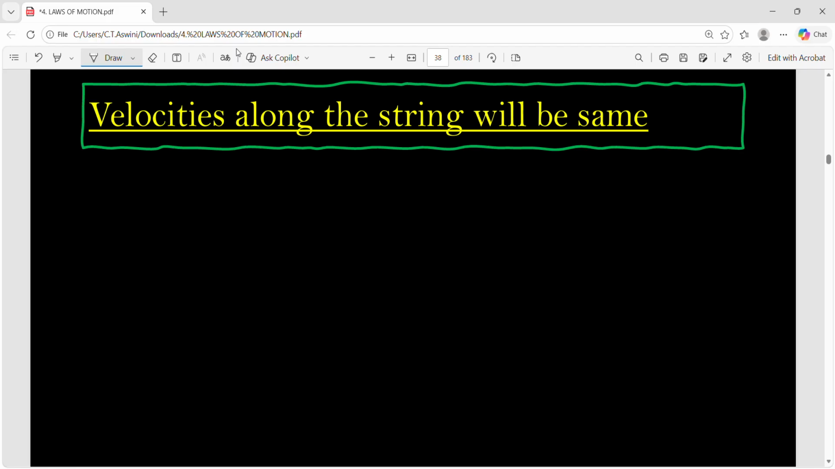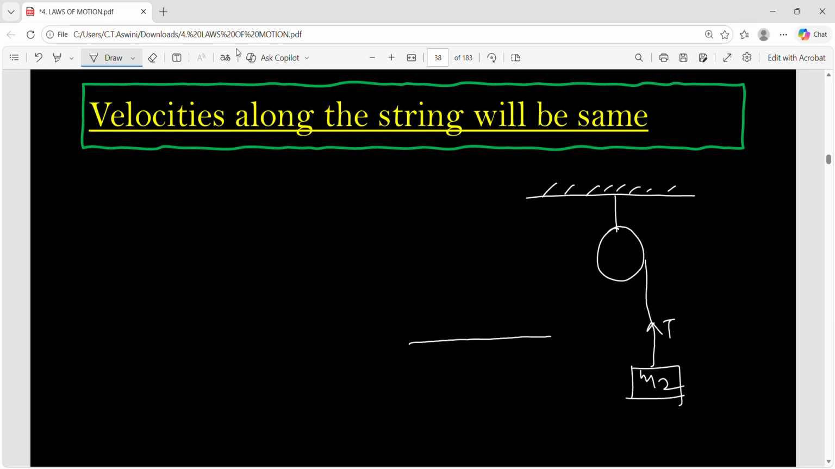Now, next important point, velocities along the string will be same. What is this? Let us understand. Velocities along the string will be same. Why they should be same? Because acceleration is same now. Fine, we'll understand with some example. See, this is a pulley. Imagine a mass M2 is hanging here. What will be the tension away from the mass?